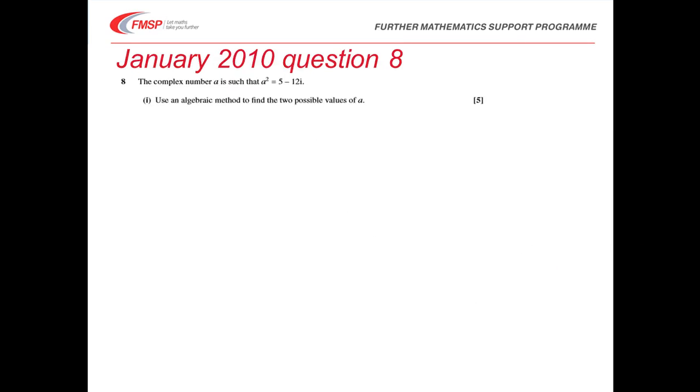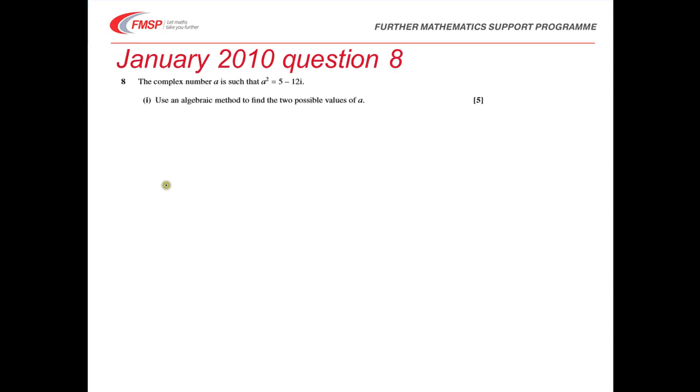So, a third question. Now, this question is asking you to find two possible values for A, where A squared is equal to 5 minus 12i. So basically what we've got to do in this question is to find square roots.